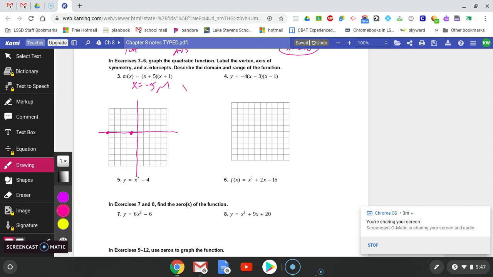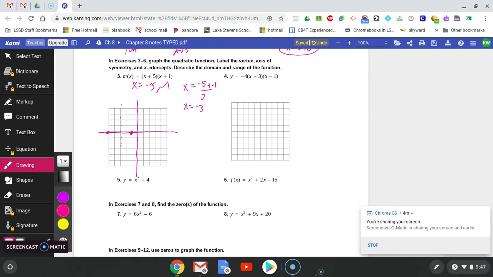My axis of symmetry I find by averaging negative 5 and negative 1. So negative 5 plus negative 1, divided by 2. Negative 6 divided by 2 is negative 3. So I know my axis of symmetry is right here at negative 3. If I can find how high up or down that vertex is, then I will have my graph.